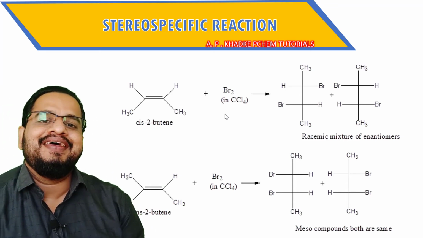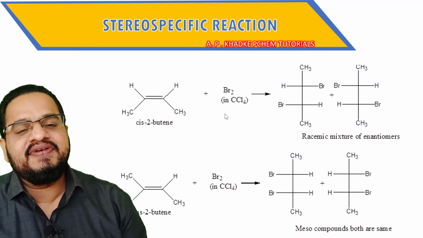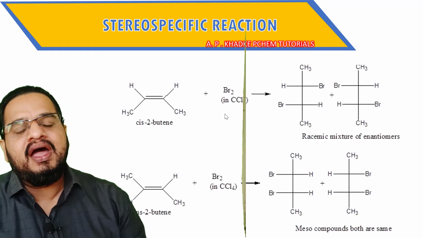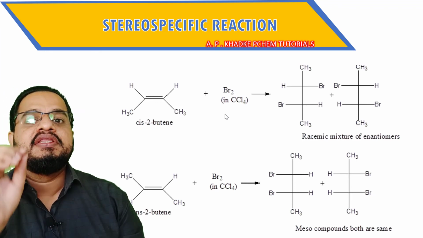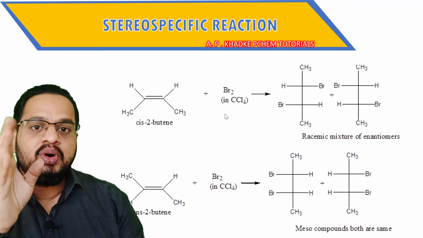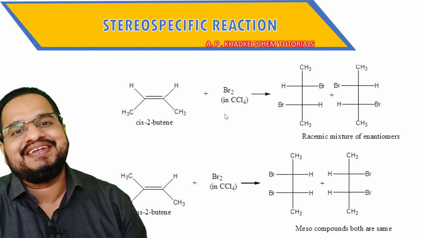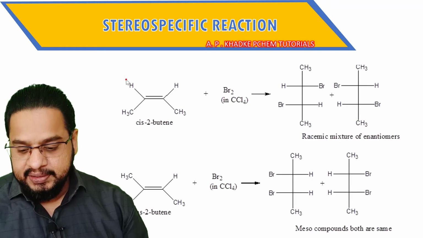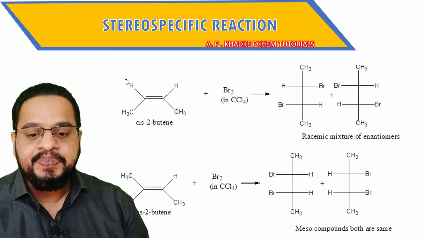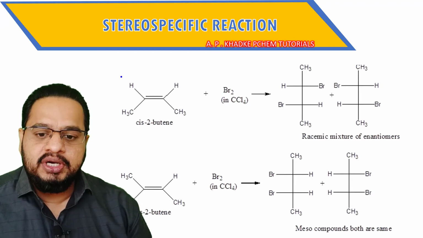In a stereospecific reaction, the starting compound is selective. Please understand the difference between stereoselective and stereospecific: in the case of stereospecific, the initial compound, the first compound, the starting material, is specific in nature. Got that? So just see one reaction so that you have a better understanding of what I wanted to tell.